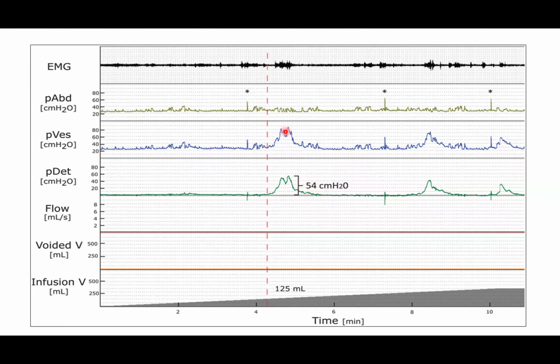Because when there is a rise in the vesical pressure and also a rise in the detrusor pressure and no rise in the abdominal pressure, then it is called detrusor instability, that is, overactive bladder. It can be two types, wet or dry, and in this case it is the dry type. There is no leak associated with it.